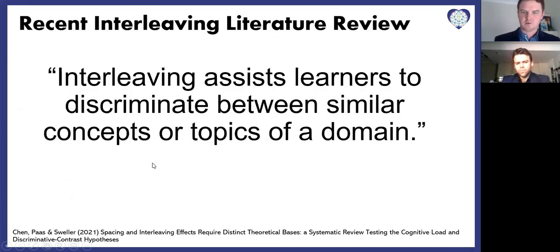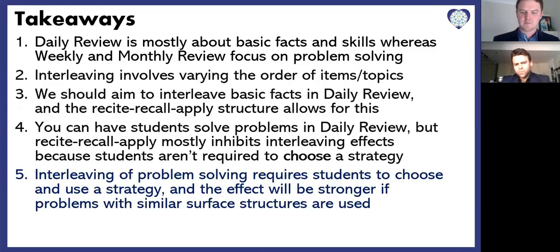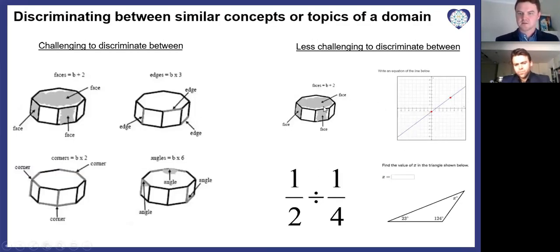If, for example, they interleaved problems like this, and this is not from the literature, this is an example we've generated, where they're not similar at the surface level, Chen, Paas and Sweller are saying that the literature says the interleaving effect for this type of practice on the right would be reduced because they're not similar concepts or topics. They're not similar at the surface level.